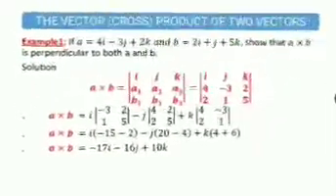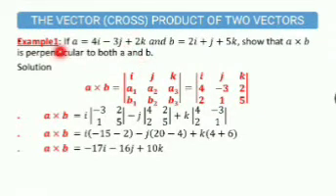Now, let's look at the first example today. Example 1. If A is equal to this and B is equal to this, show that A cross B is perpendicular to both A and B. That is, to show that A cross B is orthogonal to A and B. The first thing is to write A cross B. This formula you can write in matrix form of order 3. Let's put in the values: A1 is 4, A2 is minus 3, A3 is 2. B1 is 2, B2 is 1, B3 is 5.